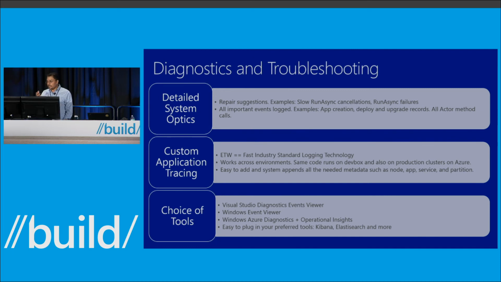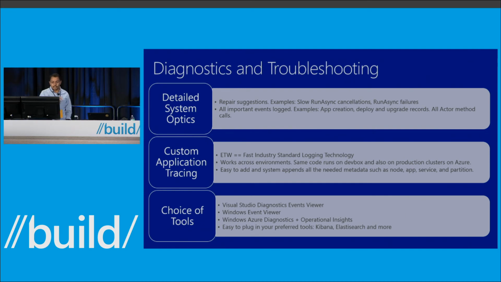The second bucket is custom application tracing. This is the only way for you to extend the functionality which Service Fabric provides out of the box. You can combine your own application traces with the system traces to get a holistic understanding to troubleshoot a problem. And we use ETW, so your custom tracing code you added on your local one box works exactly the same way when you deploy into the cloud. You don't have to rewrite it.